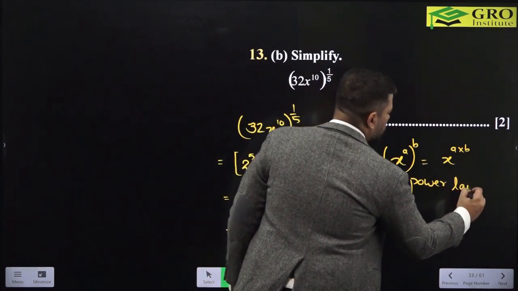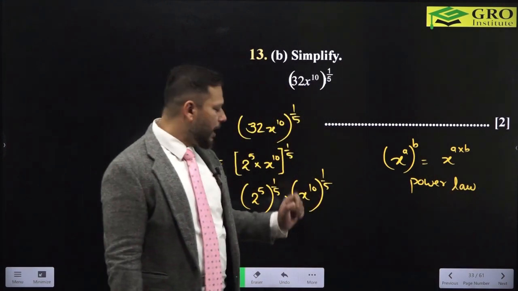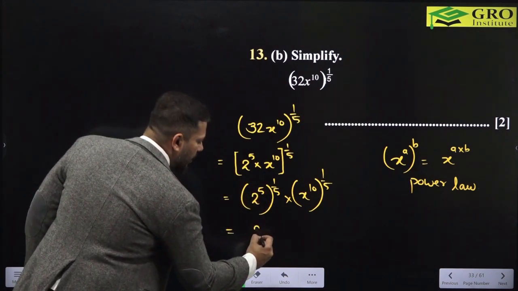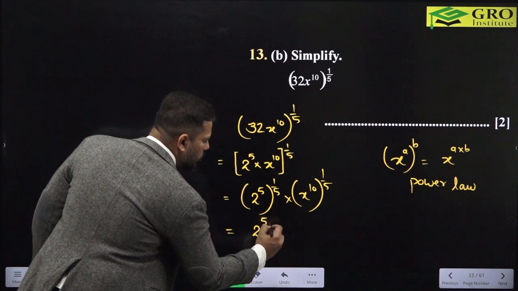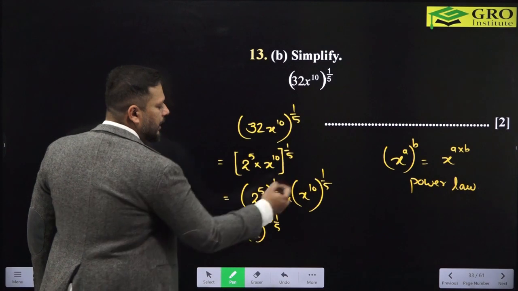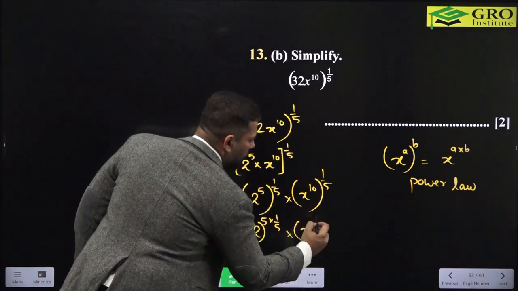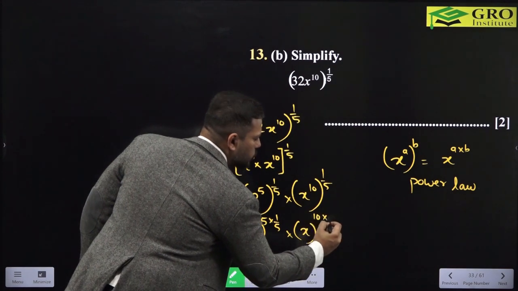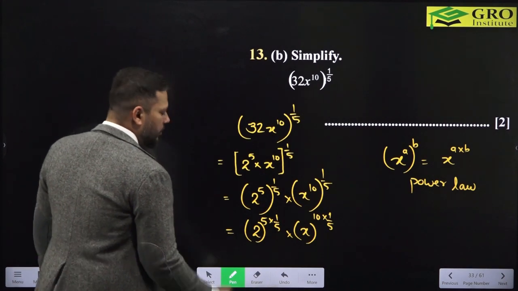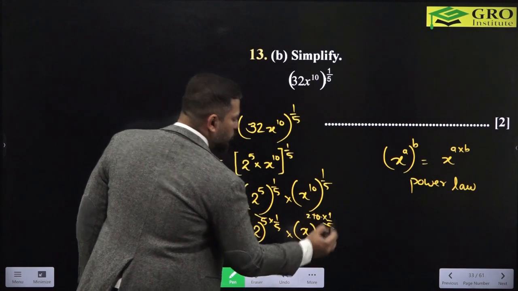Power law of exponents. Over here, 2 raised to power 5, whole raised to power 1 by 5, can be written as 2 raised to power 5 multiplied with 1 by 5, isn't it? Similarly, x raised to power 10, whole raised to power 1 by 5, will be written as x raised to power 10 multiplied with 1 by 5, right guys? This will cancel 5 and 5, and here 5 cancels 10 two times.